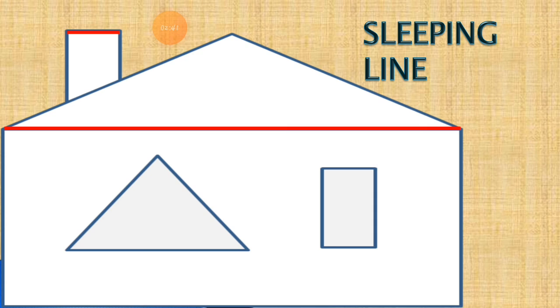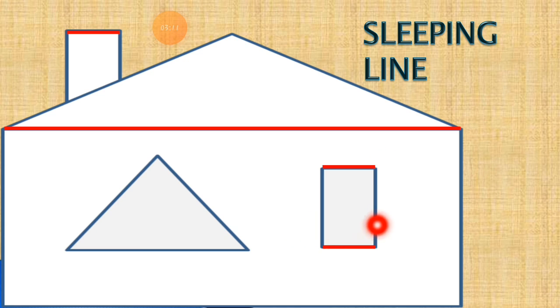Let's try to find another sleeping line from the picture. Can you find where the next sleeping line is? Here it is. This one is the third sleeping line. This is the third sleeping line we are finding from the picture.